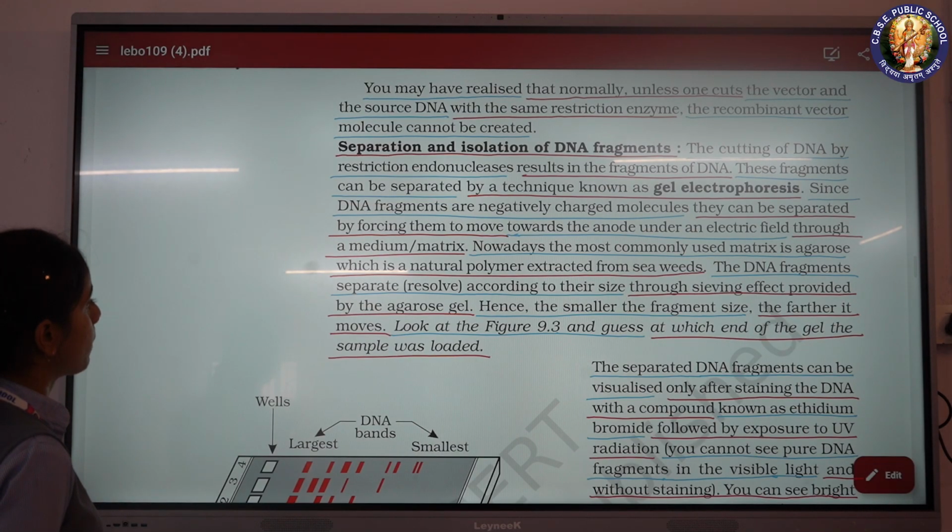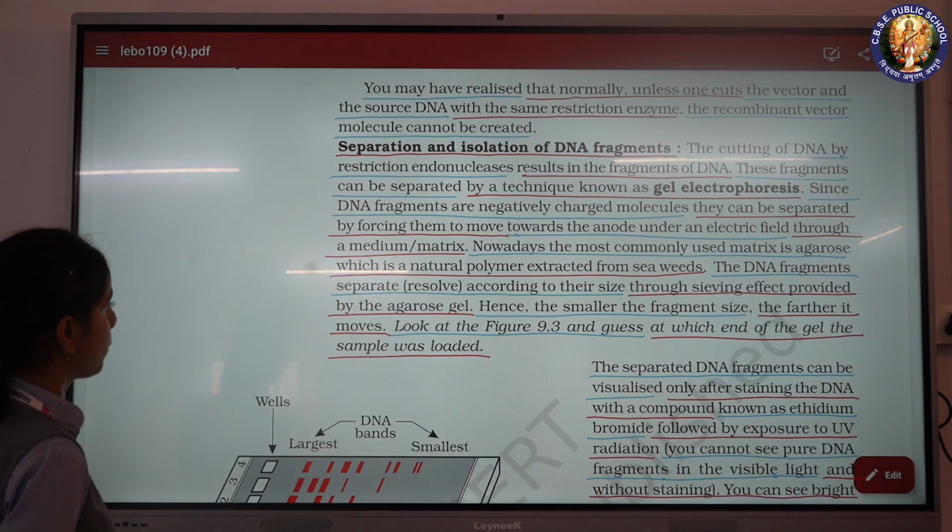The DNA fragments separate, or resolve, according to their size through the sieving effect provided by the agarose gel. Hence, the smaller the fragment size, the farther it moves. Look at Figure 9.3 and guess at which end of the gel the sample was loaded.